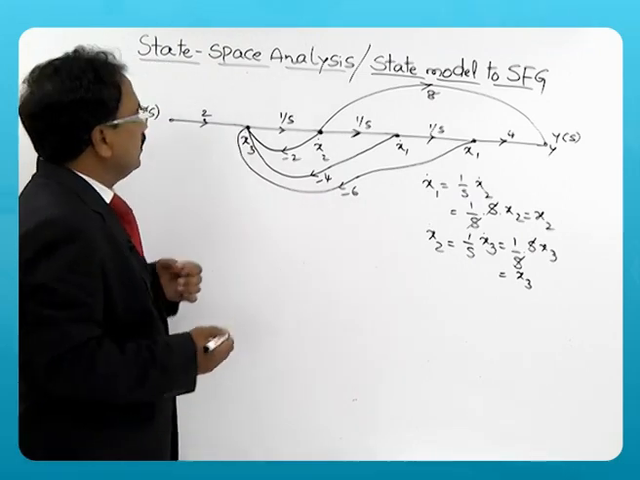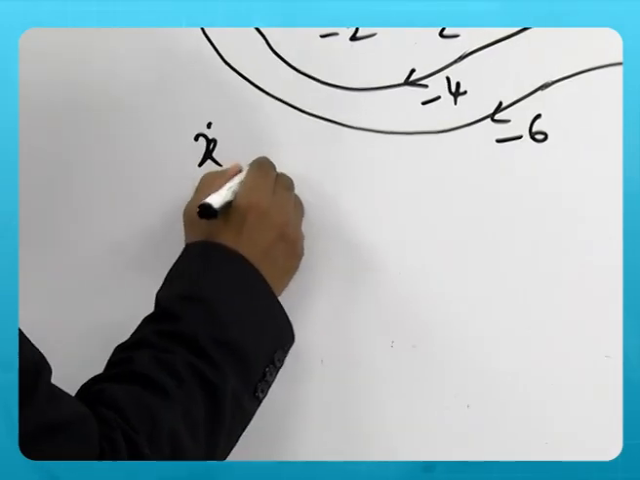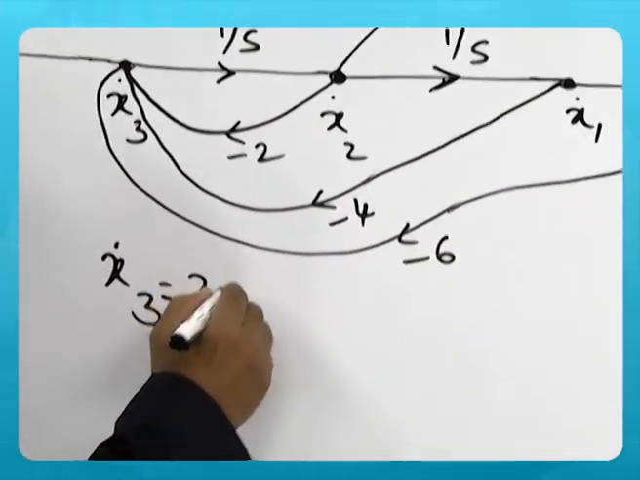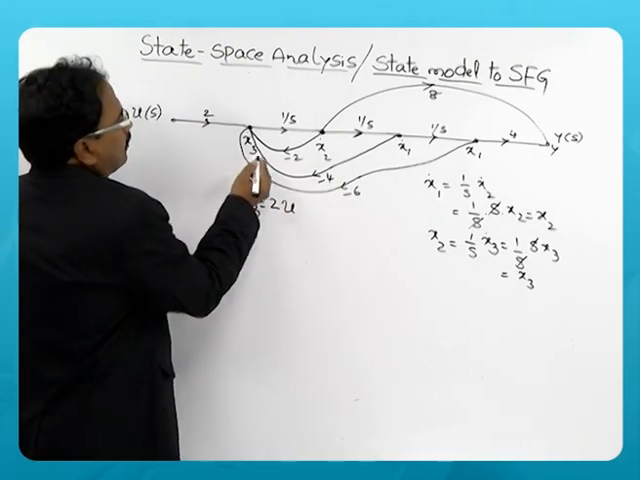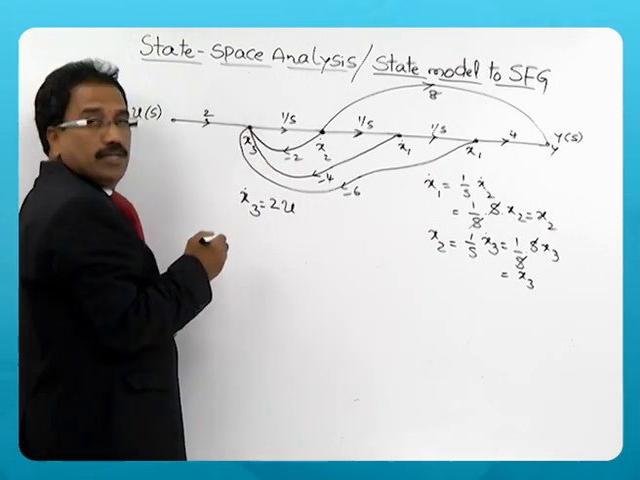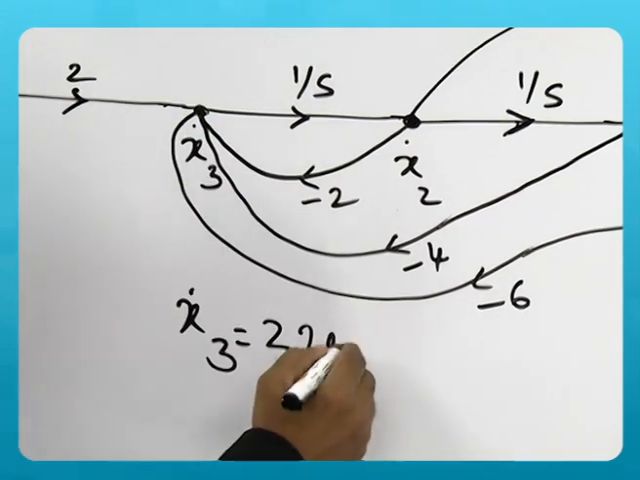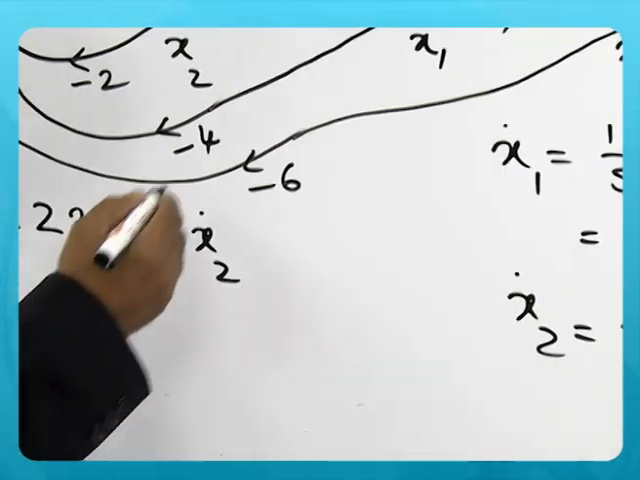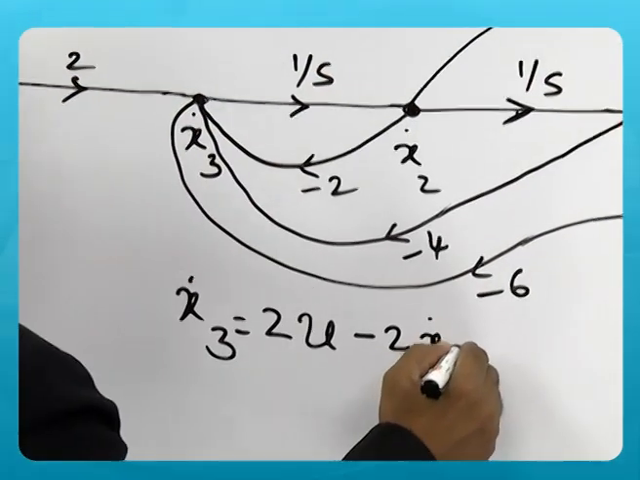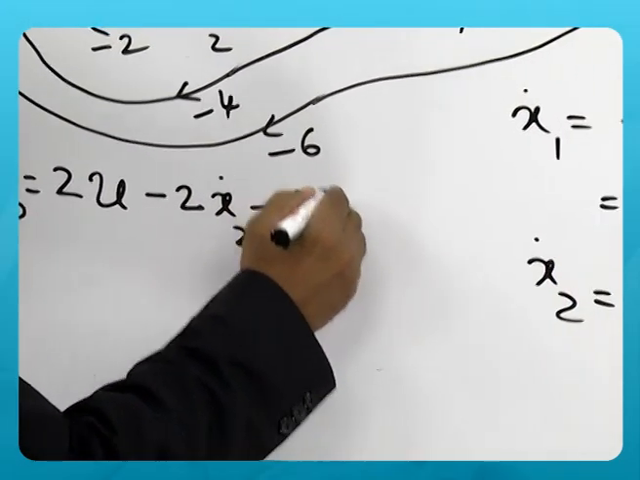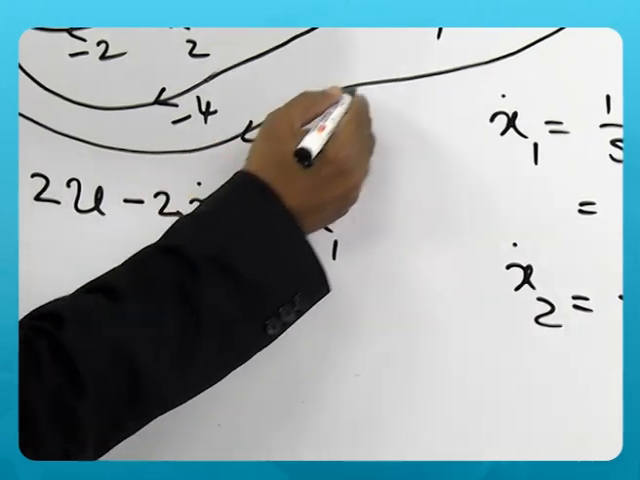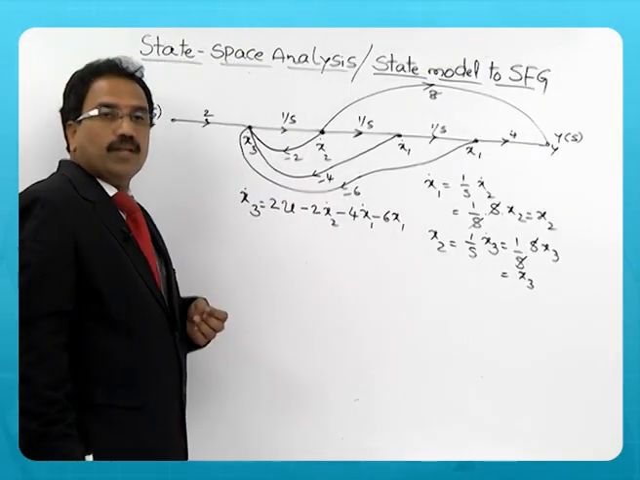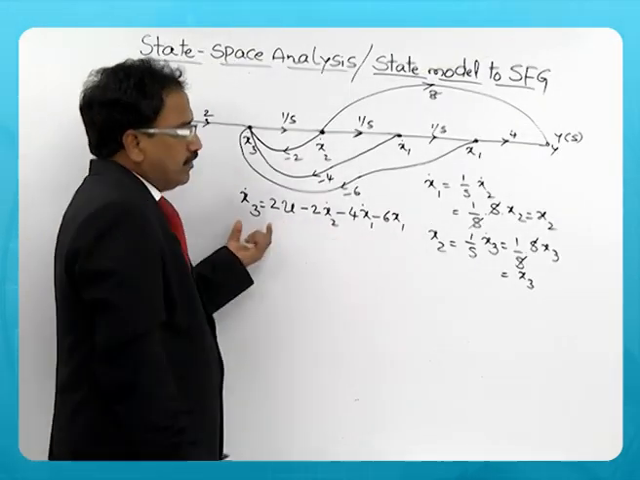Now when you look at this variable x3 dot, this is equal to 2 into input. So this is 2u. Then what are the other terminals that are coming to this node x3 dot is from x2 dot. So I can write this as minus 2 x2 dot. Then this is also connected to x3, minus 4 x1 dot. Then this path is also connected to x3, minus 6 x1. So this many terms come into picture for x3 dot.